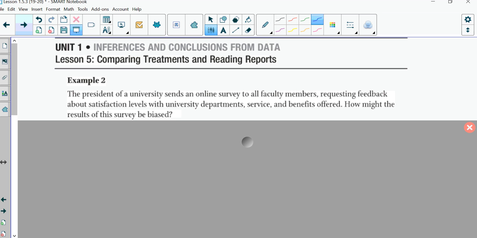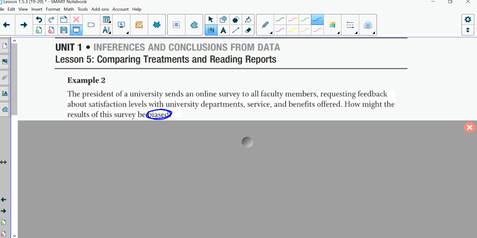If we go to example 2, it says the president of a university sends an online survey to all faculty members requesting feedback about satisfaction levels with university departments, service, and benefits offered. How might the results of this survey be biased?